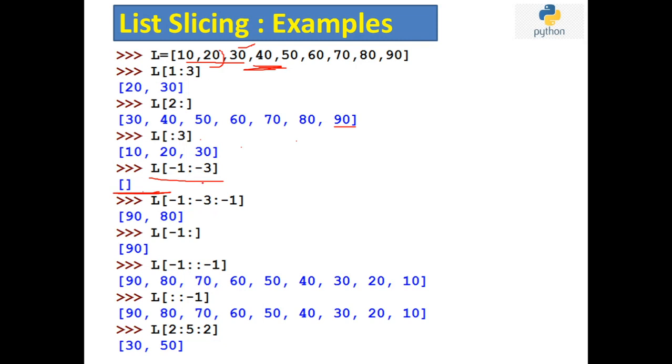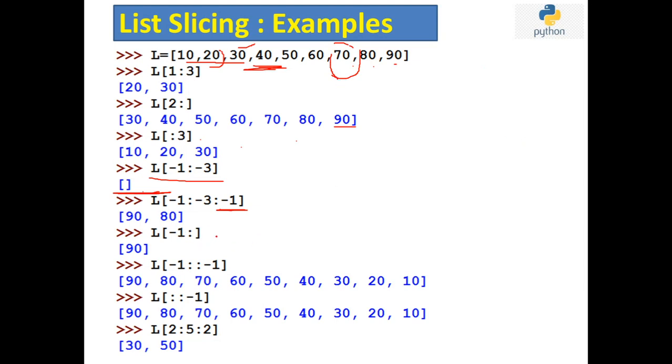Now the correction is that I am mentioning step here as -1, that means I am telling the Python interpreter that I want to go in the reverse direction, and with step 1 jump, the -1 and -2 elements are printed, -1 first, then -2, 90 and 80. The -3 element will not be printed. As per the rule, it is excluded.